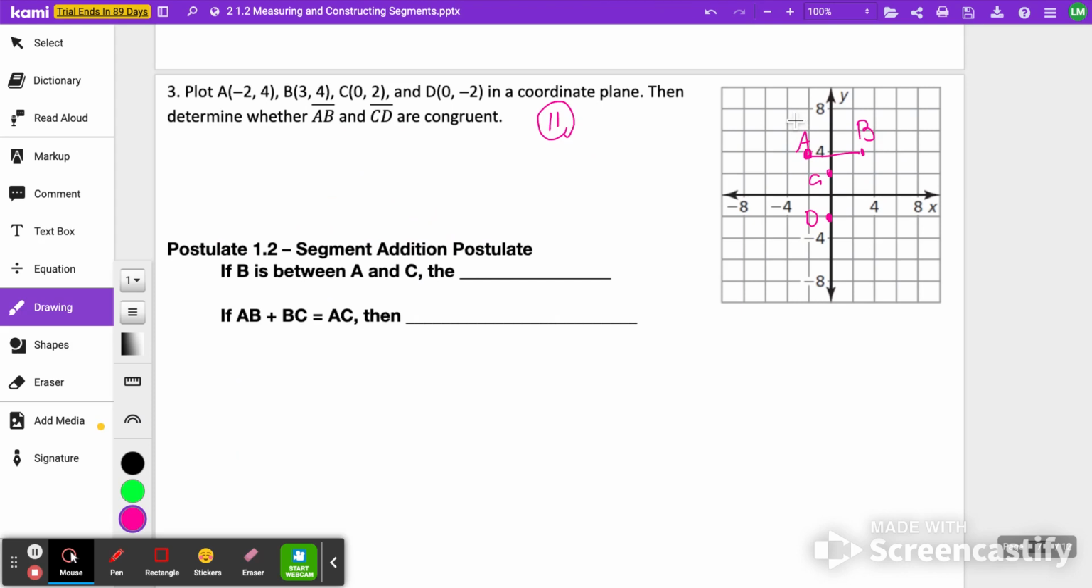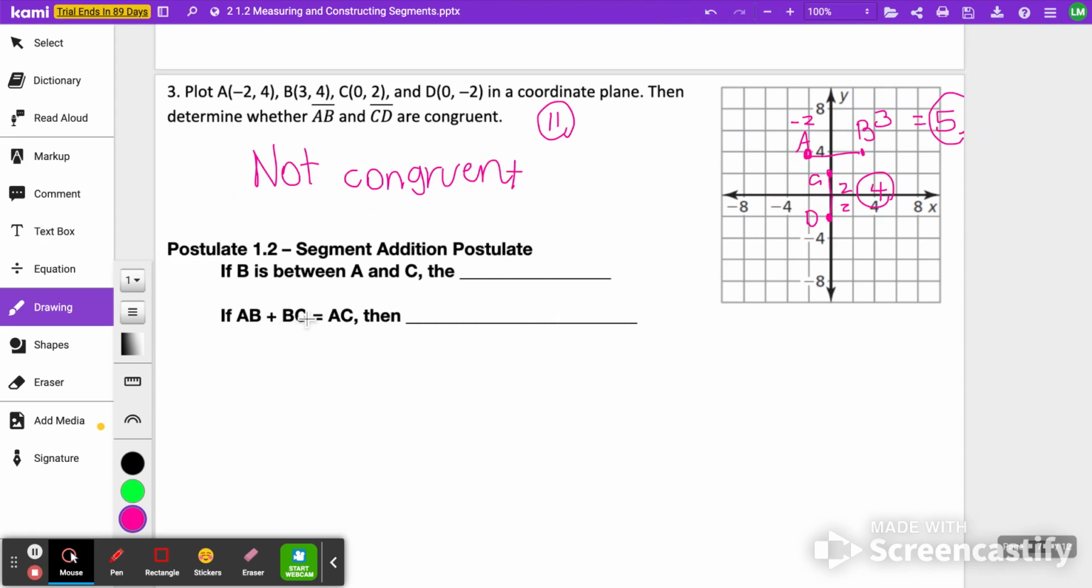Letter A, remember, is at -2 for its x-coordinate, so that's to the left of the y-axis, and letter B is at a positive 3. So this segment has a distance of 5. But if you look at CD, C is 2 above the x-axis, D is 2 below the x-axis, so 2 and 2 makes 4. You'll notice that these are not congruent, so what you would say is not congruent here.